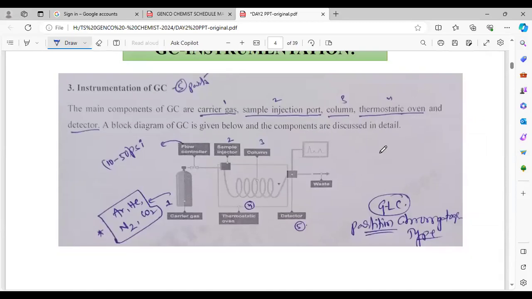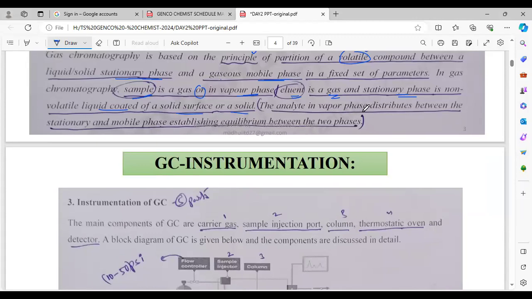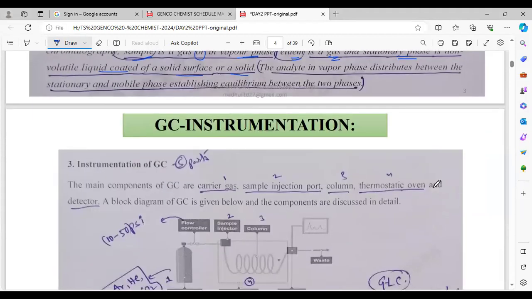Let's see here, instrumentation. The principle is simple: partition of volatile compounds between two phases. That is the principle. The basic fundamental thing you try to remember about gas chromatography is partition of volatile compounds. Only volatile, remember, not solids or liquids. The analyte in vapor phase distributes between the stationary and mobile phase, establishing equilibrium between the two phases. Yesterday I told you, sorption and desorption take place between these two phases. Here in GC, equilibrium is established.